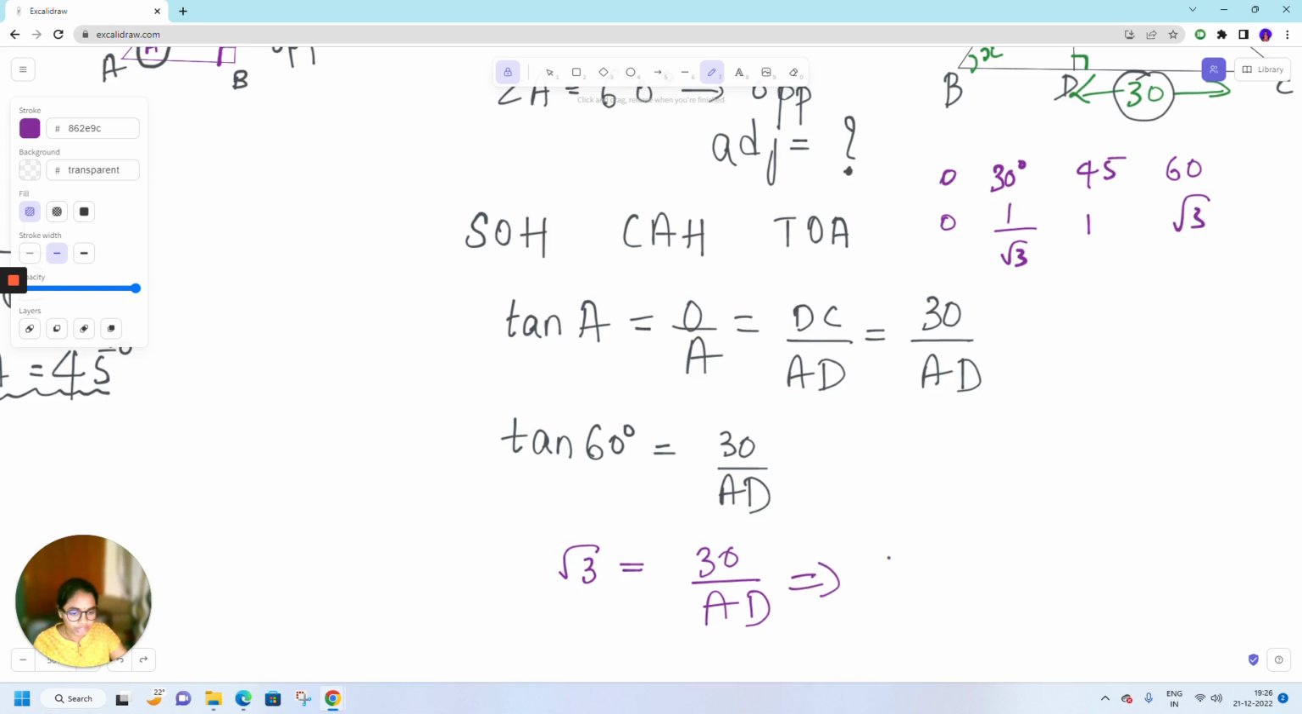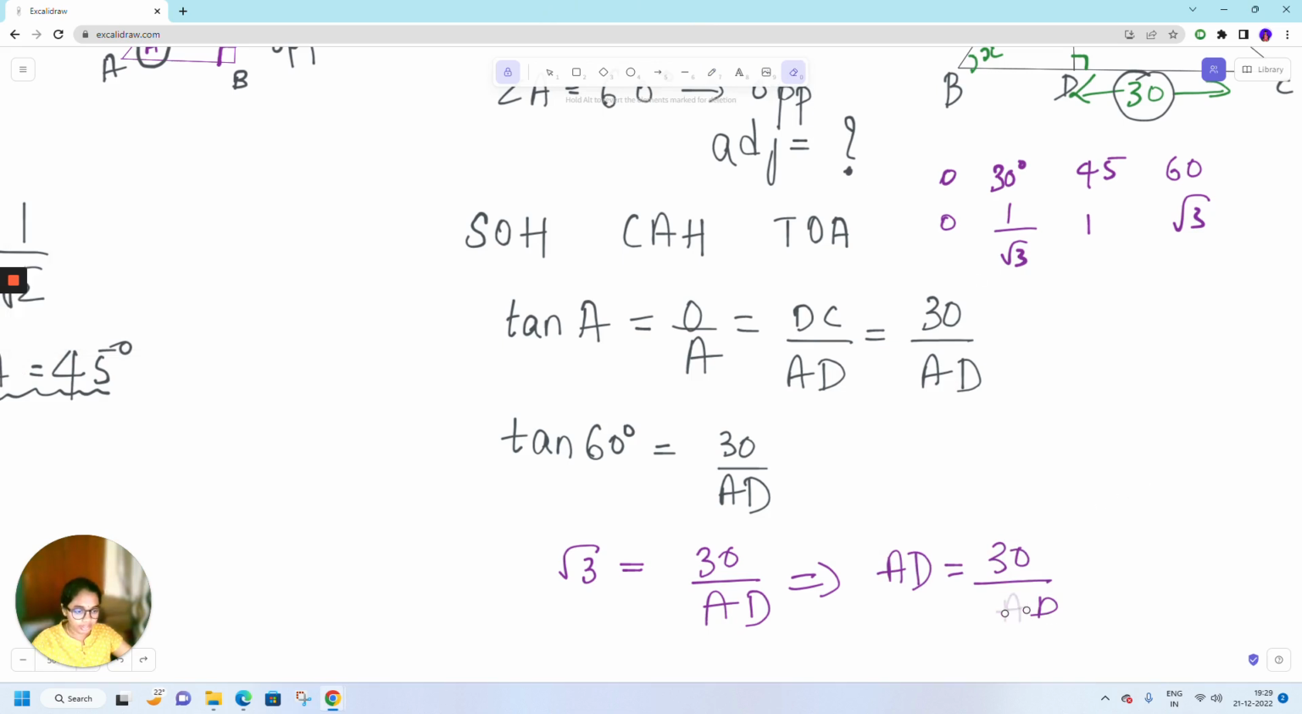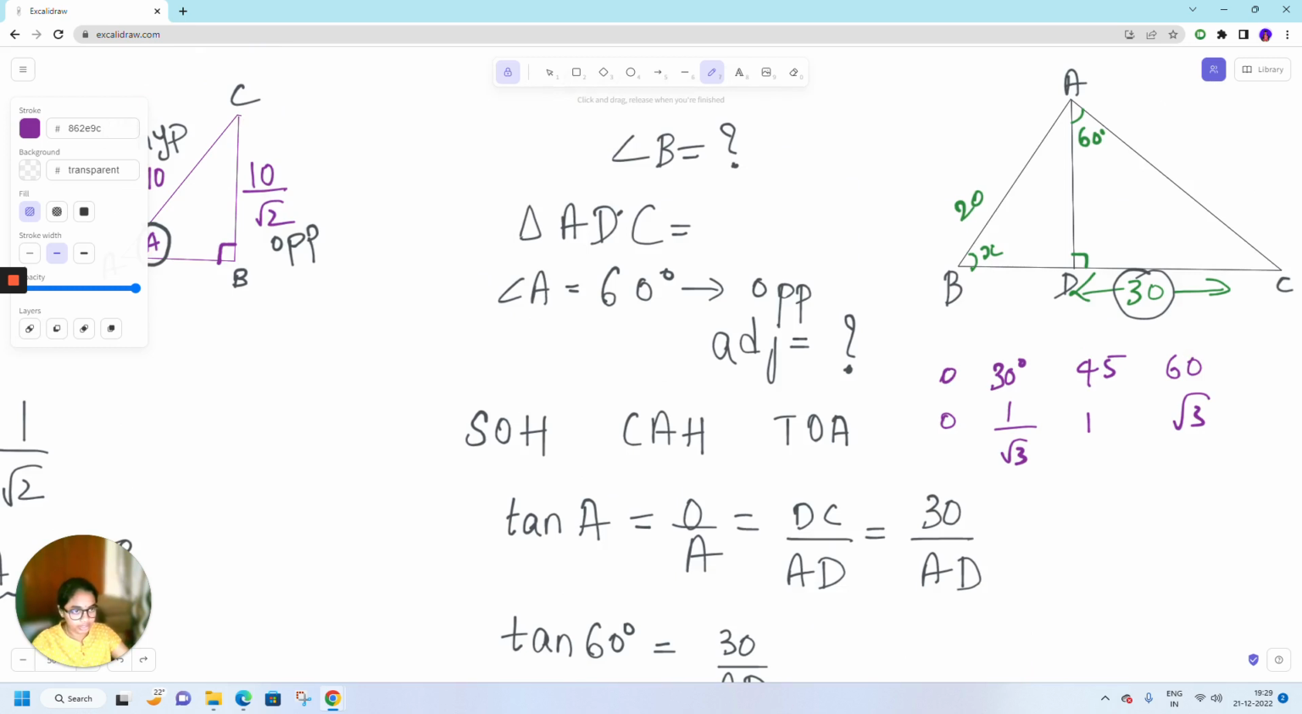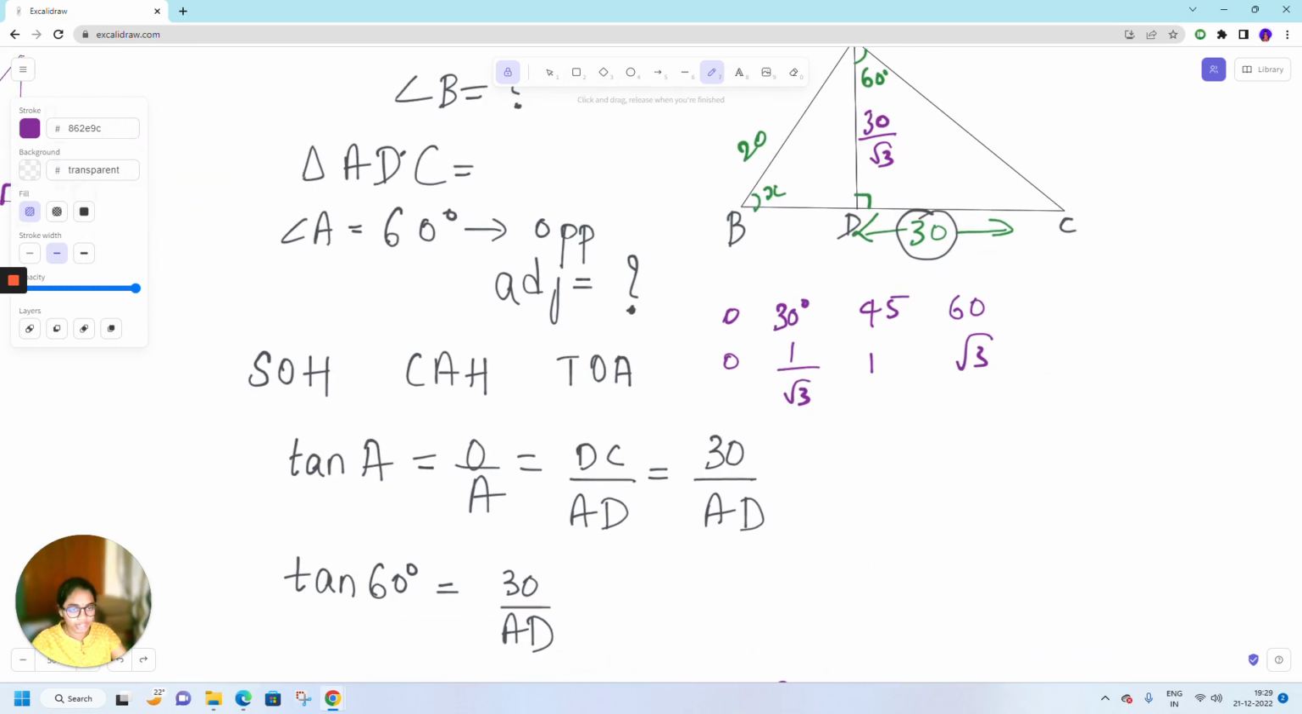So what is the value of AD now? AD is equal to 30 divided by root 3. Let me keep it as it is. Let me write it down in the triangle, that is 30 divided by root 3. Now what should I do? I should find the value of angle x, right? So I know the opposite side and the hypotenuse, agree? So I'll take which trigonometric ratio?